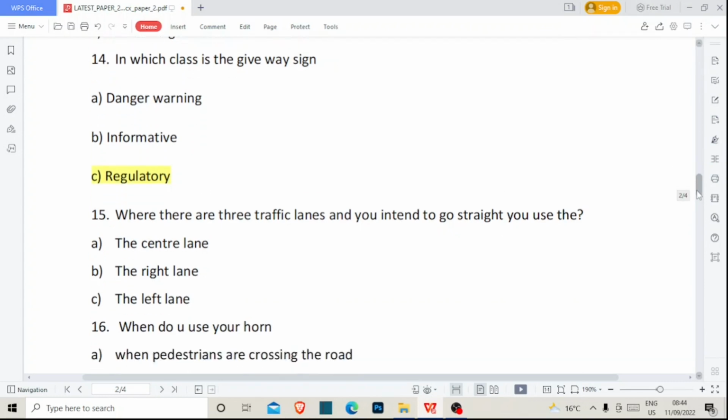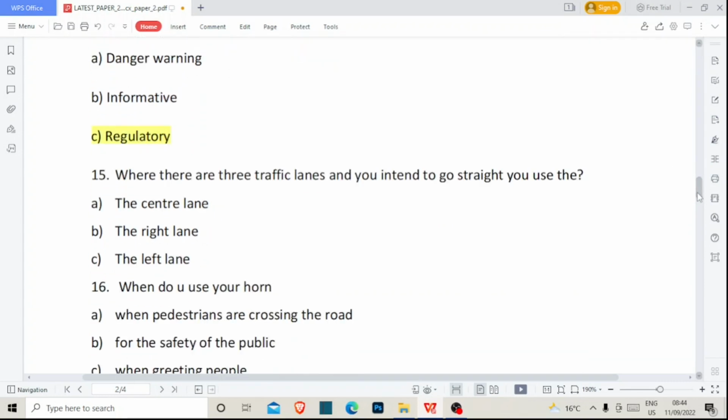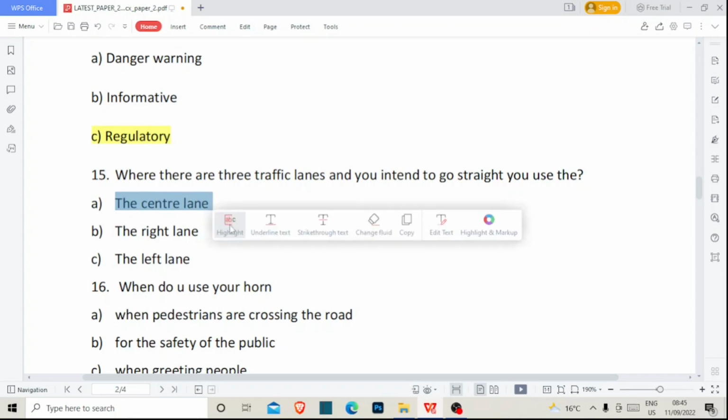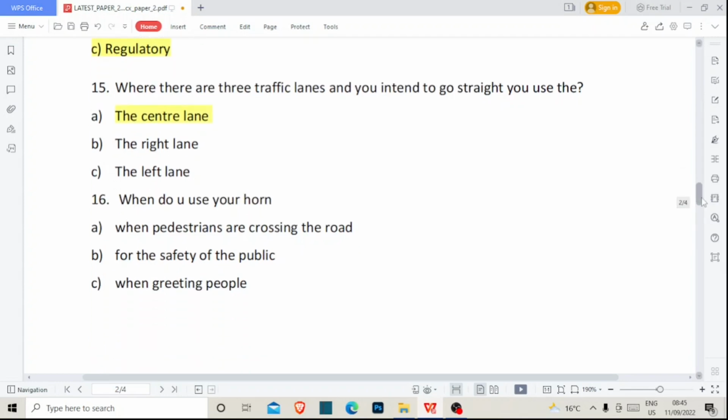Then we have number 15. Where there are 3 traffic lanes and you intend to go straight, you use them. So there are 3 traffic lanes here, and you are the one to go straight. Do you use the center lane, or the right lane, or the left lane? Well, the correct answer here is that you use the center lane. So the correct answer here is A. Remember, the right lane is for the cars that are turning right, and the left lane is for the cars that are turning left, and the center lane is for the cars that are going straight, that are not turning. So remember that. Then number 16.